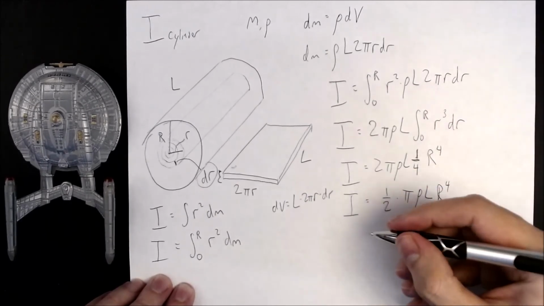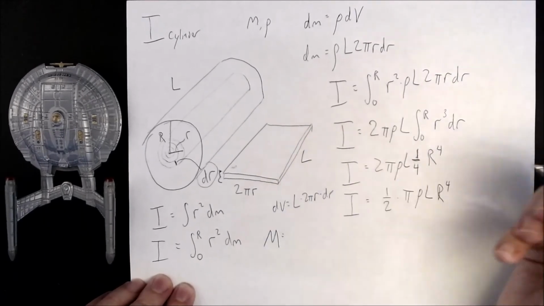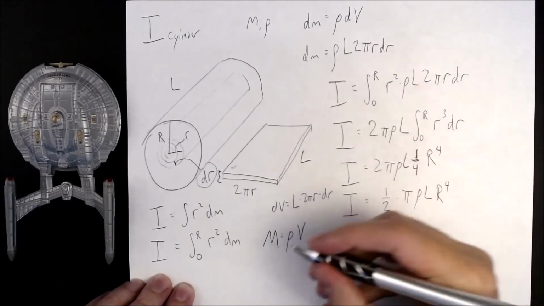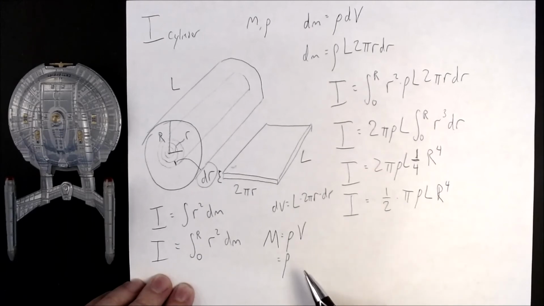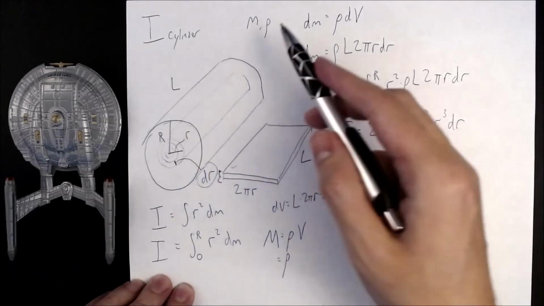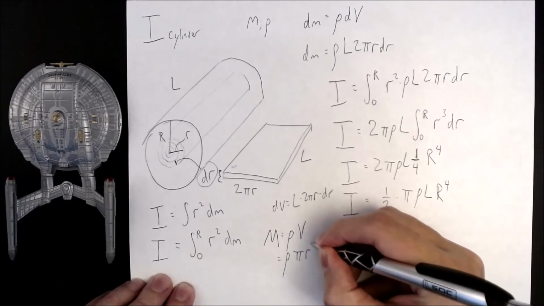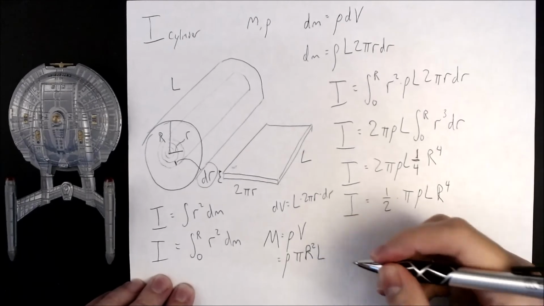We can also remember that m, the mass of the whole thing, should be rho times the volume, which is going to be the area of the end cap times L. So the area of the end cap is pi r squared. Oh, and this is a capital R times L.